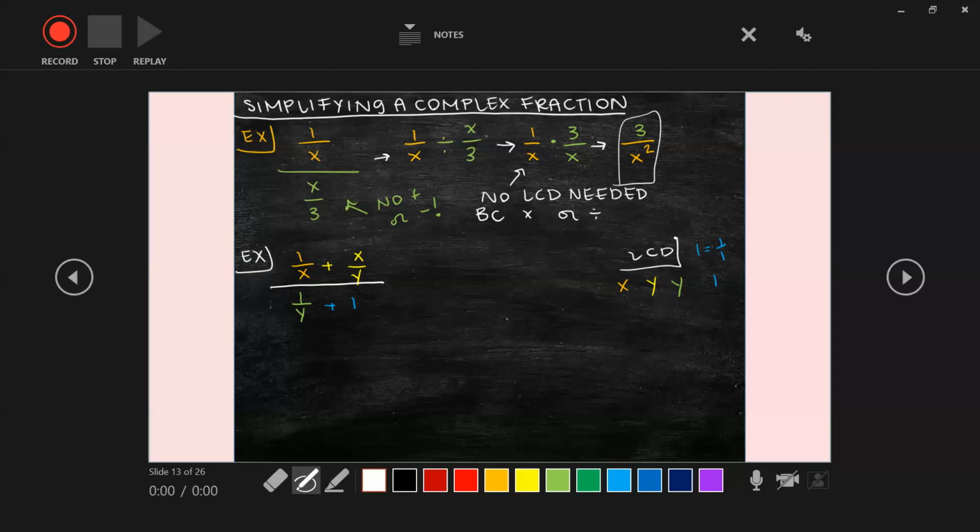So if I'm trying to find my common denominator, I'm going to multiply the things together that are the same. It looks like I've got an x. Looks like I've got a y. That y repeats, so I'm not going to use that. And I've got a 1, which will just simplify to xy, because xy times 1 is just xy.